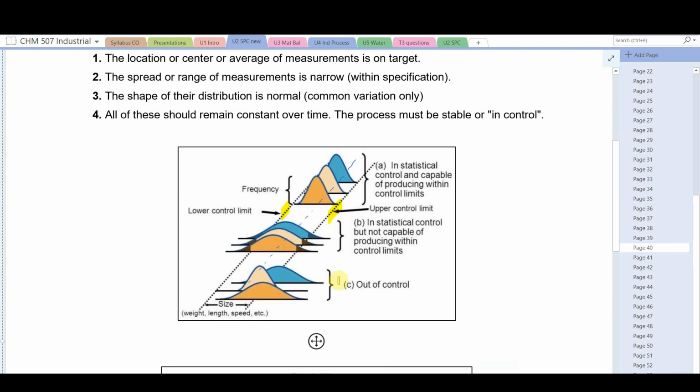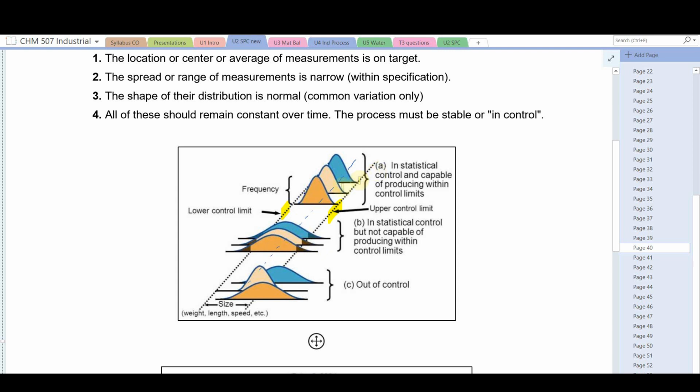So if you look at condition C, it's certainly not stable. The average is moving, and furthermore the spread is too wide. It falls beyond the specification limits. Condition B, we can say the process is in statistical control. It's stable, and the distribution is normal. However, the spread is still too wide. This process is not capable.